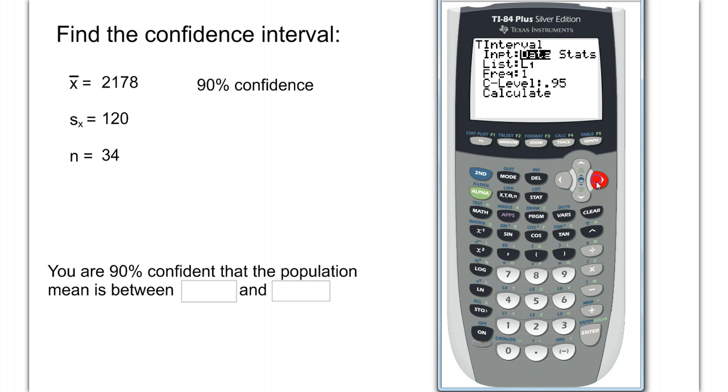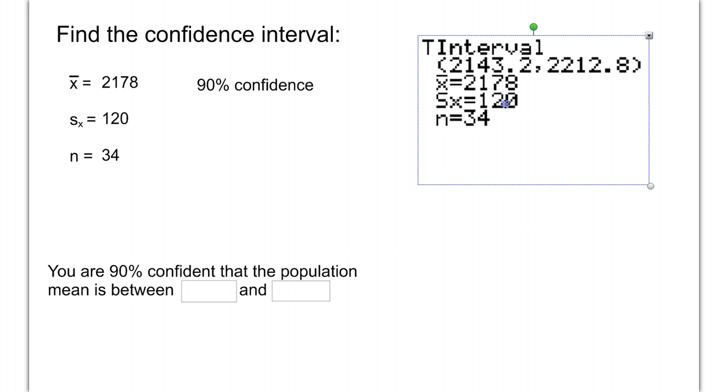And we're going to make sure our input is set to stats. We have the statistics right in front of us here. And those stats are 2178 for our mean, 120 for our standard deviation, and 34 for our sample size. And our confidence, we want to have 90% confidence, so we're going to do 0.9 as our C-level. And that's it. That's all the data we need. We just type that in and we go to calculate, and our calculator thinks for a moment and gives us the answer that we're looking for. So I'll drag that in here.